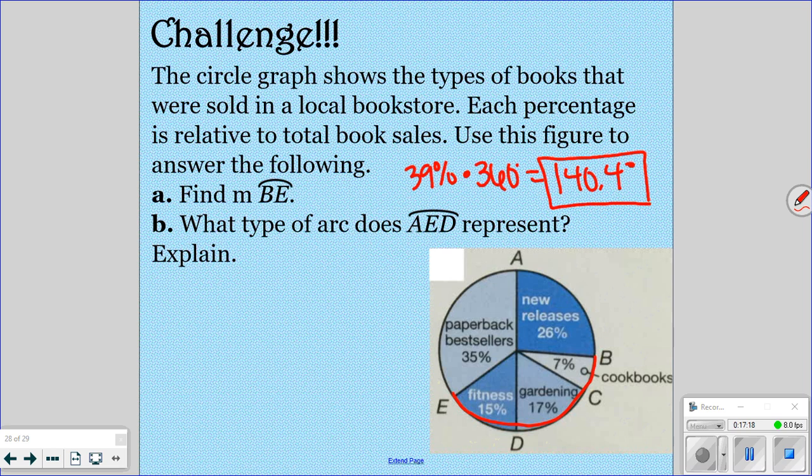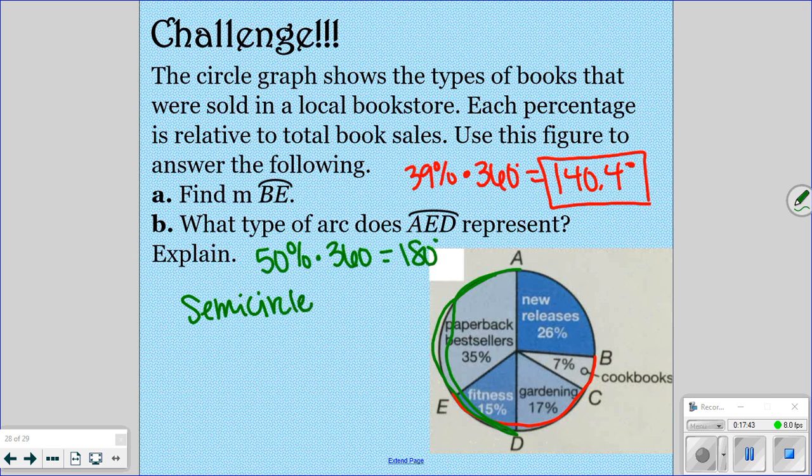What type of arc does arc AED represent? So if we add those up, 35 plus 15% is 50%. And then if you multiply it by 360, that's going to give you 180 degrees. So it represents a semicircle. And the reason is because it measures 180 degrees. So that would be your answer for that one.